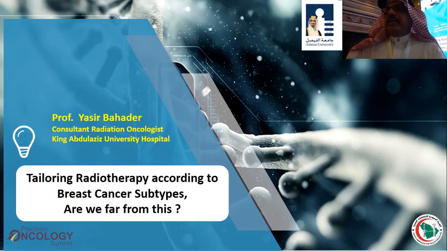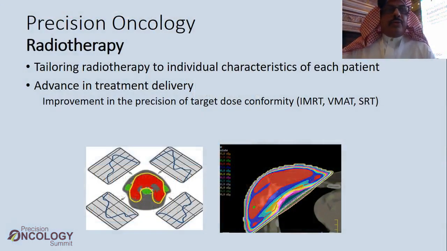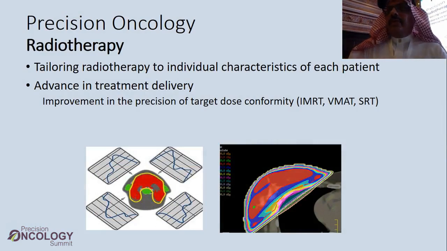Radiation therapy, as you know, is an integral part in the treatment of breast cancer. Can we tailor our radiation therapy to the individual characteristics of the patients, like the breast subtypes? We know in the last few years there have been so many advances in the way we deliver radiation therapy. We are now delivering the radiation much more precisely to the target volume. We have IMRT, VMAT, stereotactic. All this will deliver the radiation very sharply to the tumor only and protect the normal tissue.